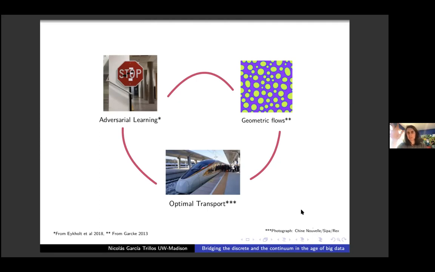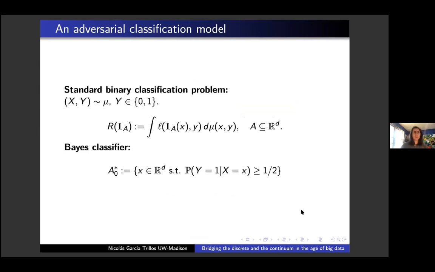Geometric flows, maybe this is the more mysterious one, especially in this context of learning. Maybe optimal transport is less mysterious, but for geometric flows, you have to think about it from the perspective of fluids, perhaps, or if you want something more colloquial, just imagine vinegar and oil and how the interface between these two fluids may be evolving. So just have some images in your mind, because we're going to make a connection between these three things. Okay, so let's get started.